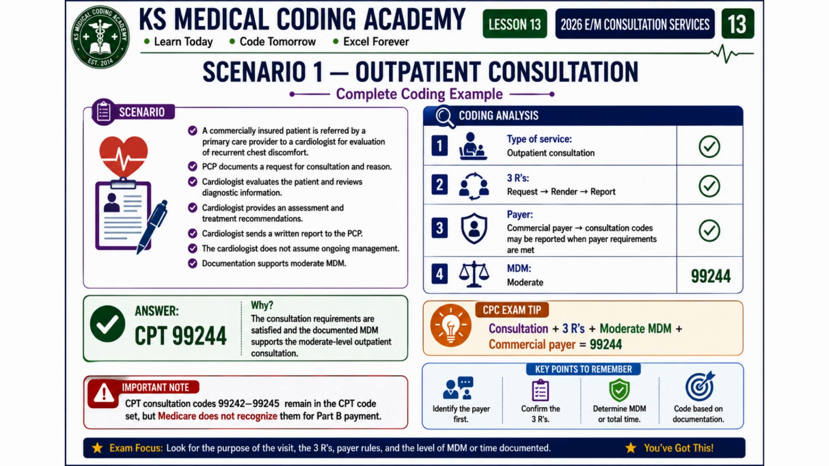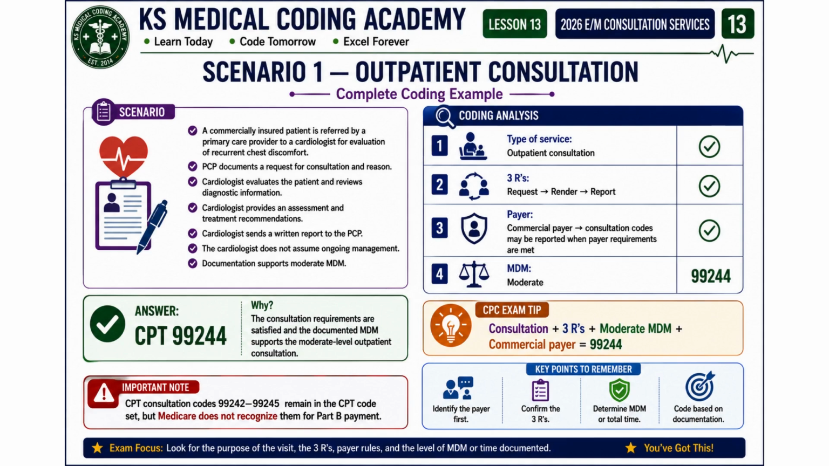Notice that the cardiologist is providing an opinion and recommendations and is not assuming ongoing management. Therefore, the 3 R's are satisfied: request, render, and report. Because the payer is commercial, the outpatient consultation code family may be reported when the payer's requirements are satisfied. The documentation supports moderate medical decision-making, so the appropriate code is CPT 99244.